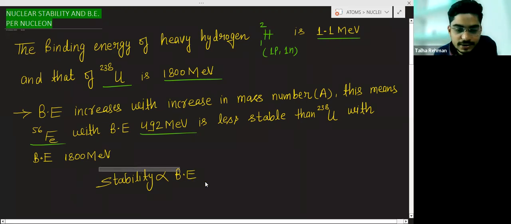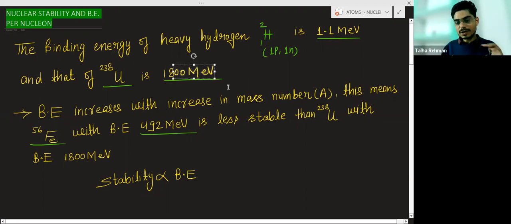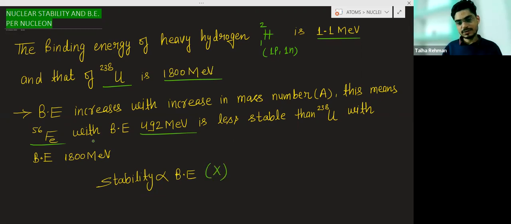What is written here? Stability is directly proportional to binding energy. Means they are saying more will be the binding energy, more will be the stability. Oh, yes. So according to that, this should be the answer. But your answer is correct. This relation is not valid.